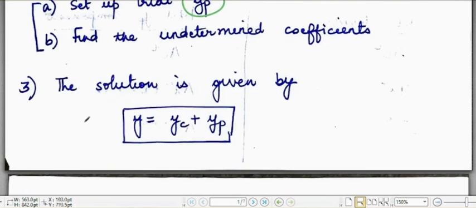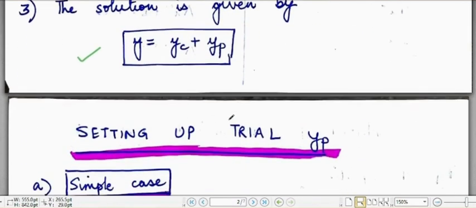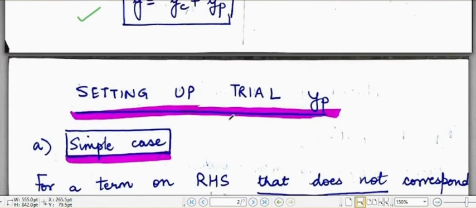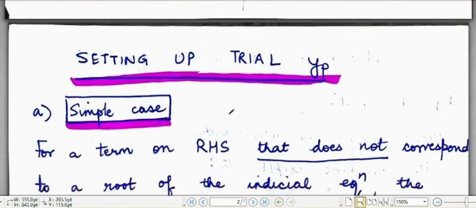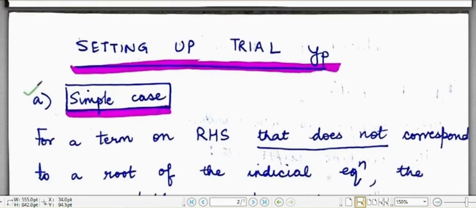And of course the solution in the end will be given by yc, the complementary function, plus the particular integral. So the whole idea of this video is to find out the yp component of a non-homogeneous differential equation's general solution through method of undetermined coefficients. So how do we set up a trial yp? We are going to guess a function which can possibly work as one of the particular integrals, and then we are going to impose the equation on that trial yp to obtain the undetermined coefficients which we involve in our guess.